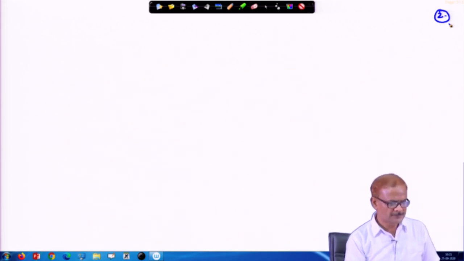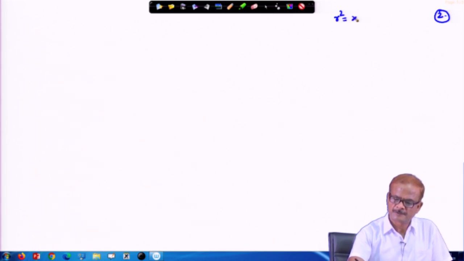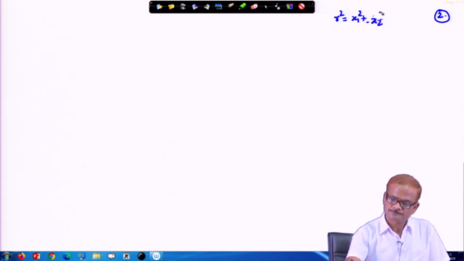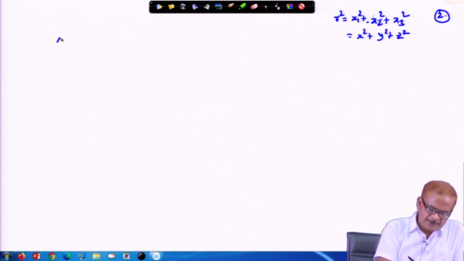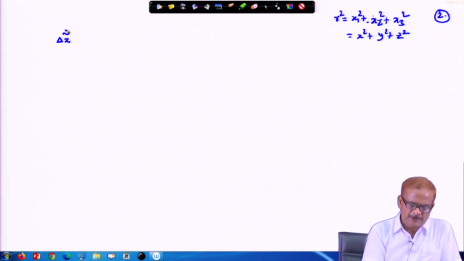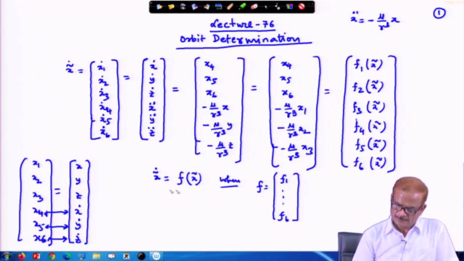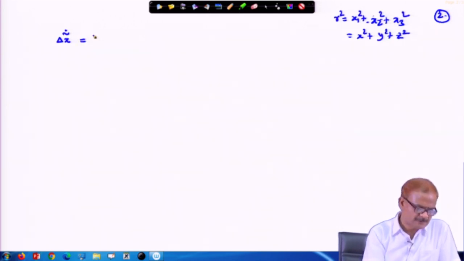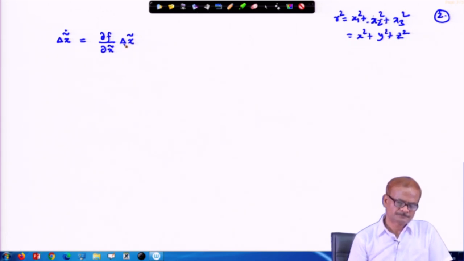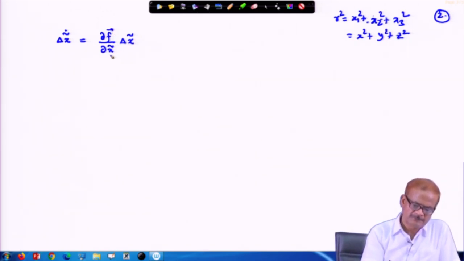Okay, we do one more operation here in this place, and also we should note that r square equal to x 1 square plus x 2 square plus x 3 square, which comes from x square plus y square plus z square. Okay, once we have got this, without currently explaining what I am doing, I just want to linearize this equation. From your Taylor series expansion, you can just look into that. So, delta x dot equal to dou f by dou x tilde times delta x tilde, it can be written this way, where f is also a vector and x is also a vector. So, this forms your Jacobian.